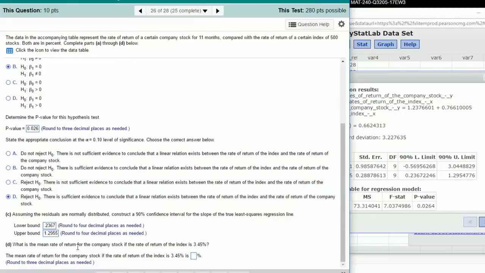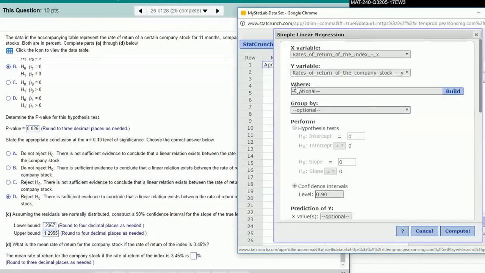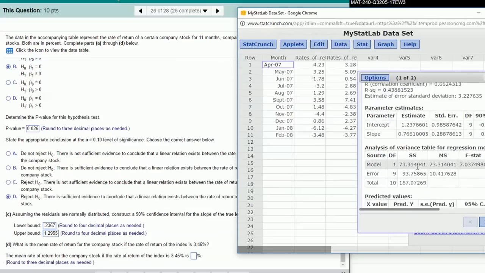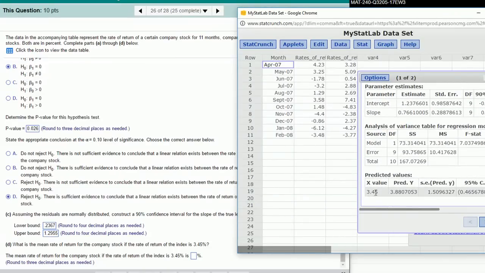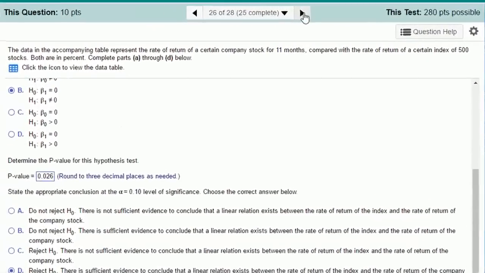Now, what is the mean rate of return if the index is 3.45%? We can do this actually if you go back to edit in StatCrunch. We want to do a prediction of y for an x value of 3.45. And hit compute again. If you just scroll down a little bit, the predicted value for an x value of 3.45, the predicted y value is 3.8807. So 3 decimal places is 3.881. That's what we would predict. Okay, great.